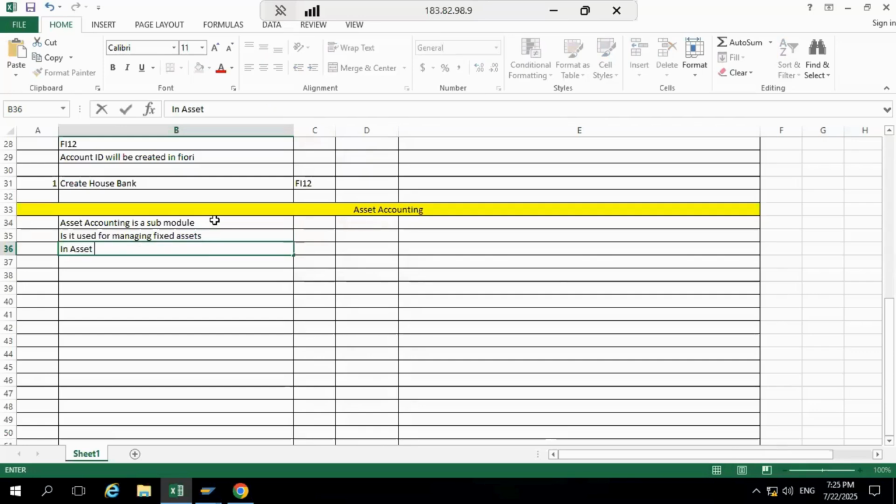In asset accounting, we can have functionalities like purchase of asset, depreciation of asset, sale of asset, transfer of asset, scrapping of assets.